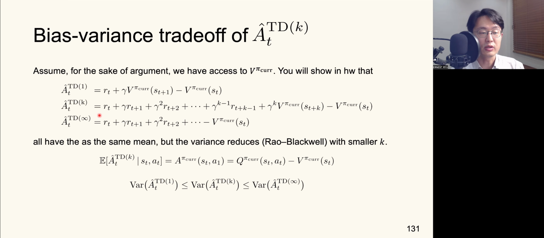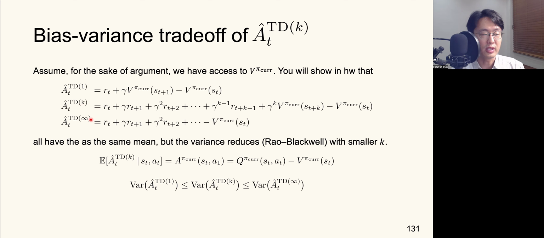So we consider K transitions. At the current state S t, we start at this current state, and as a baseline, we subtract out the value function at the current state S t. But then we perform K transitions. So we get reward R t plus one, up to reward R t plus K minus one. And then we transition to the state S t plus K. And then we plug that state into the true value function V pi current, and then we also incorporate the discounting. So this is TDK.